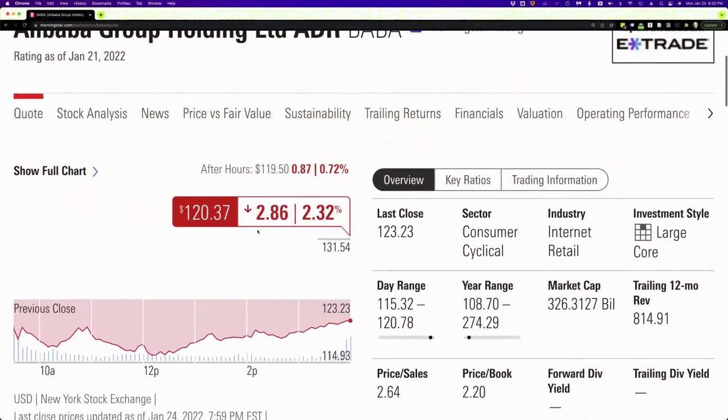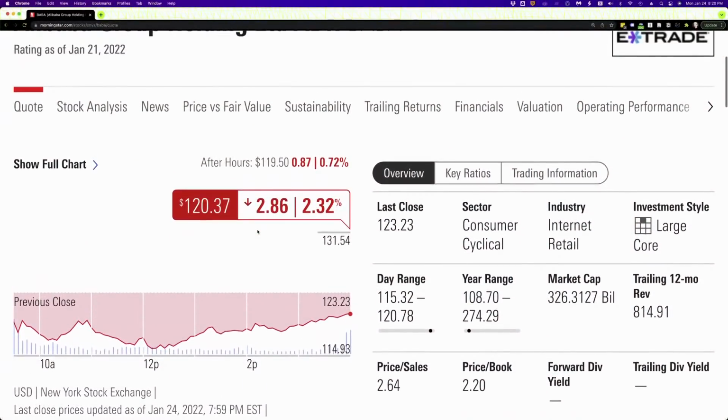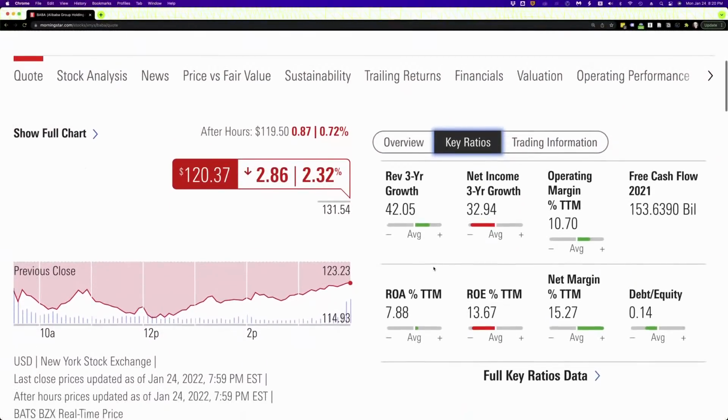Gage asks, how do you feel about Alibaba as a long-term value stock? Well, it's interesting because that came up on my radar, and I forget why. They're like the Amazon of China, right? Here's the stock in Morningstar. Let's look at key ratios.